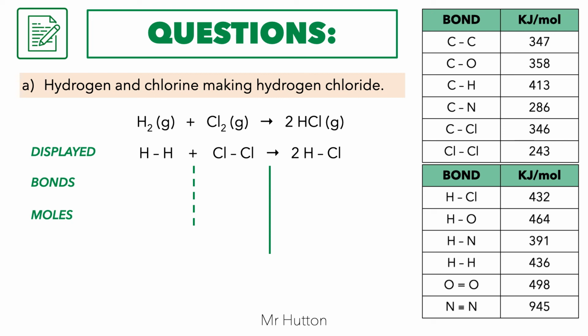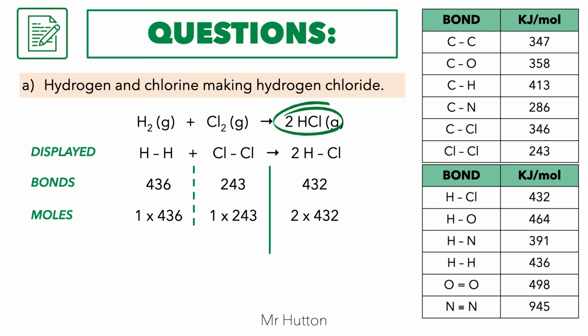So we then look at our bond values. So the HH bond is 436. Our chlorine-chlorine bond is 243, and the hydrogen-chlorine bond is 432. So we then have to consider the moles. We've got 1 mole of hydrogen, we've got 1 mole of chlorine, but we've got 2 moles of hydrogen chloride at the end. So we just add up what those values of reactants and products would be, and then we have 679 minus 864 to give us minus 185 kilojoules per mole.